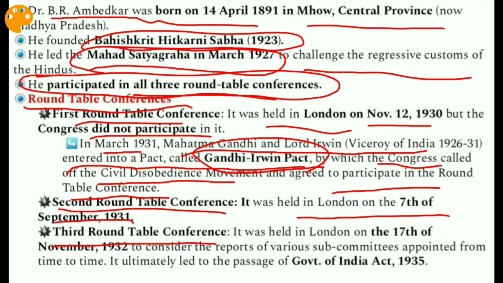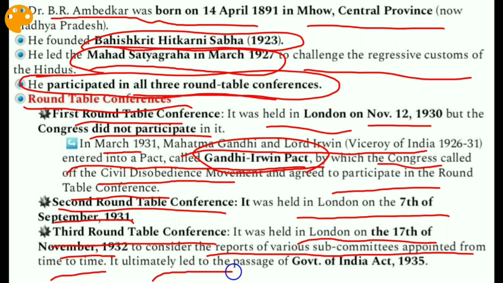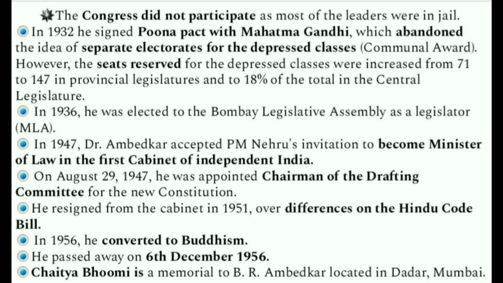Third Round Table Conference was held in London on 17th November 1932 to consider the reports of various subcommittees appointed from time to time, and it ultimately led to the passage of the Government of India Act 1935. The Congress did not participate as most of the leaders were in jail.